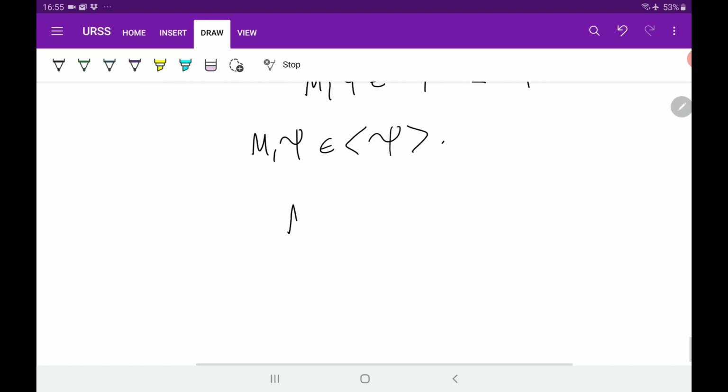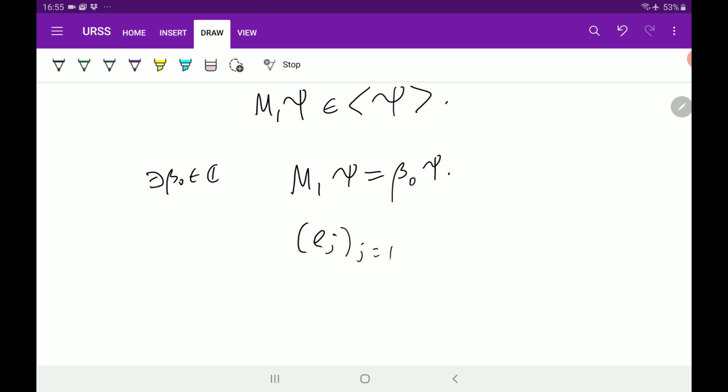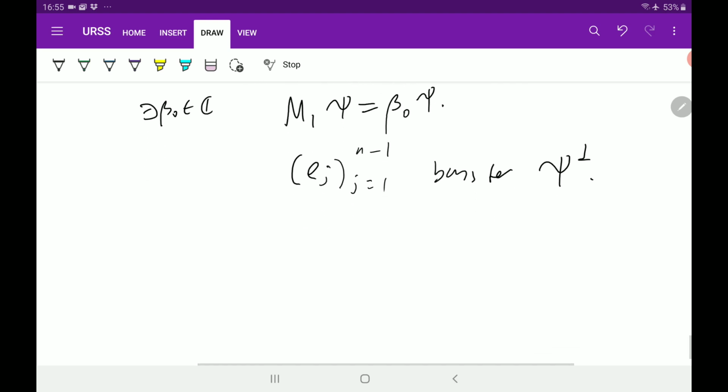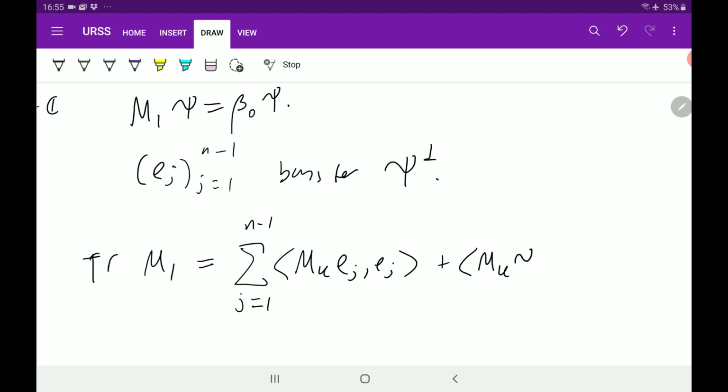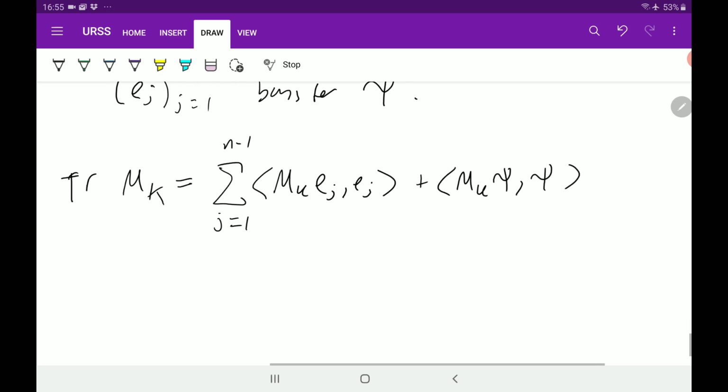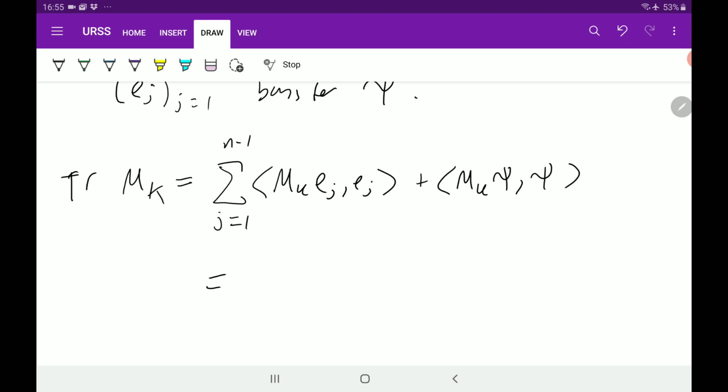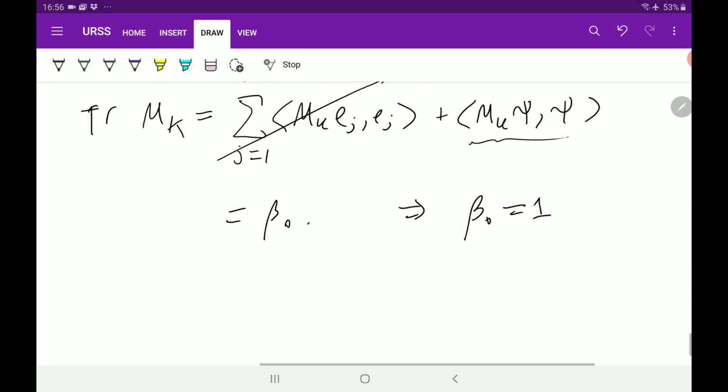Okay? So there is a beta naught that's a complex number such that m1 psi is equal to beta naught times psi. And if we take any orthonormal basis up to n1, that's the basis for psi orthogonal complement, then the trace of m1 must equal this sum right here, and then I just separate out the last term. I'm calling it mk just so it's true for k equal to 1 or 2. And now these guys are all equal to 0. This is equal to beta naught. But then that means that beta naught is equal to 1 because the trace of mk is equal to 1.